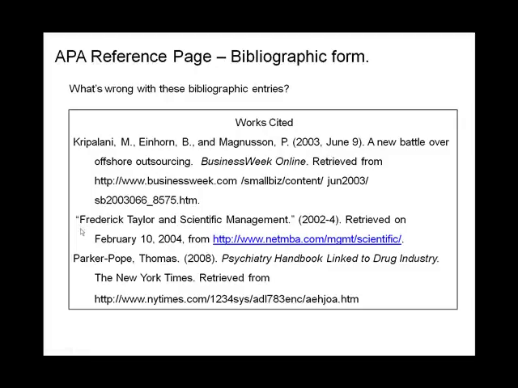And also, it's not in alphabetical order. This should be first, F, G, H, A, K should be next, and then P. So it should be this one, then this one should be in alphabetical order.